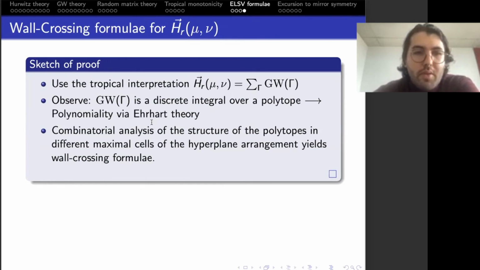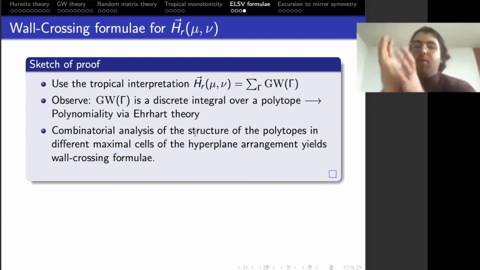So how do we prove this? First, we use the tropical interpretation of monotone double Hurwitz numbers as a finite sum of oriented graphs weighted by relative Gromov-Witten invariants. Then we observed that this weight is in some sense a discrete integral over a polytope, and therefore we obtained this polynomiality statement via Ehrhart theory. Moreover, using this, we proceeded with a combinatorial analysis of the structure of the polytopes in the different maximal cells of the hyperplane arrangement.